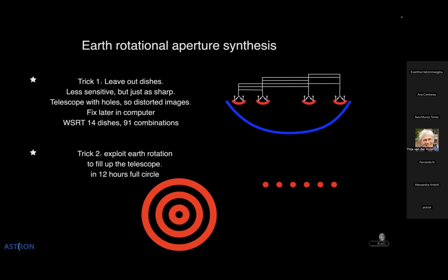So each interferometer has a number of dishes, and you observe several hours in order to fill up your two-dimensional aperture. So Westerbork is a one-dimensional array, but you can create a two-dimensional aperture by just being patient. 12 hours, you fill up the two-dimensional aperture. So this is the essence of interferometry.